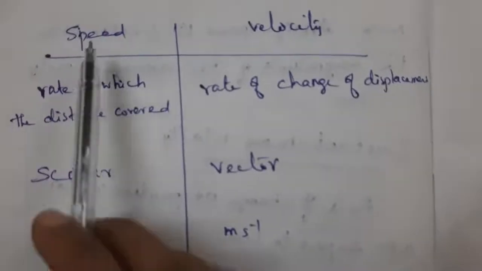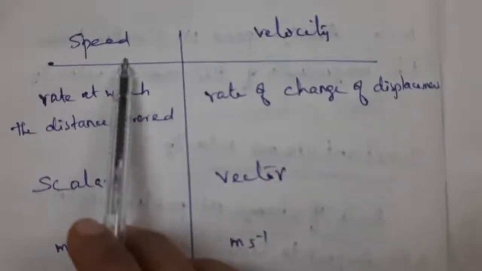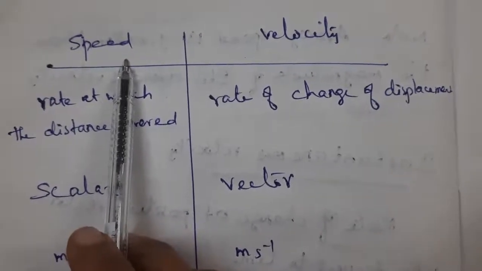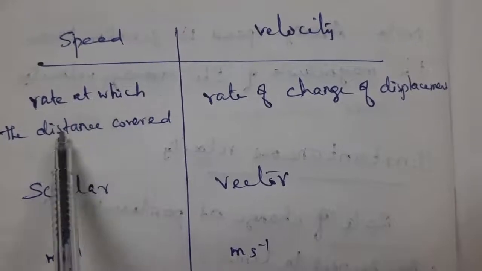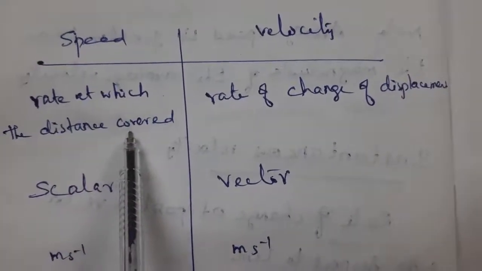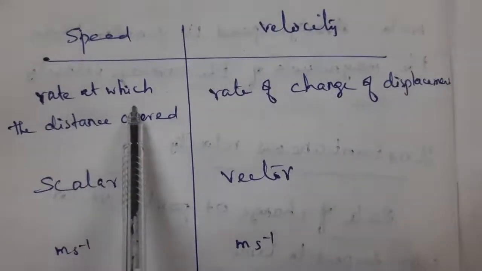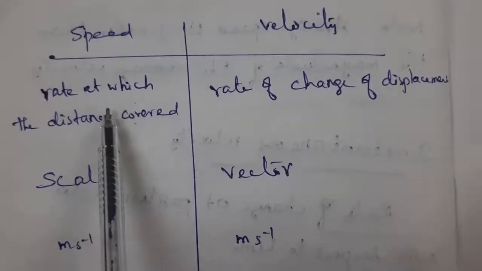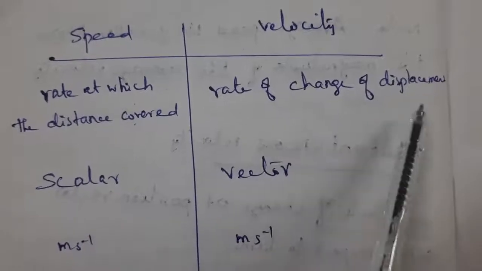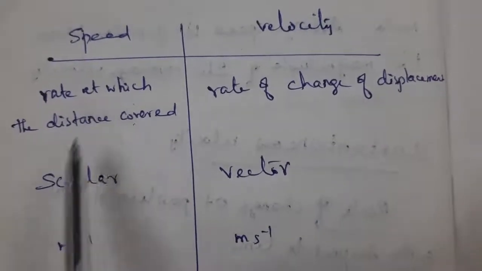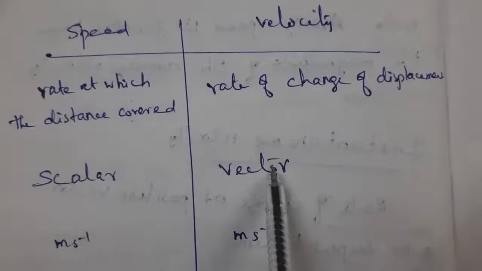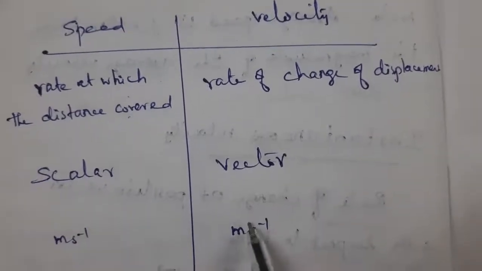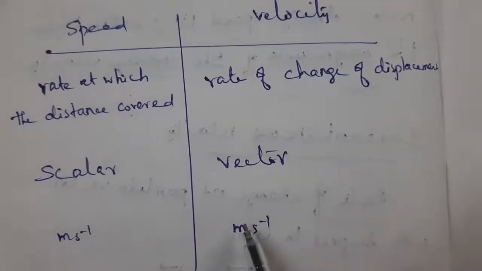So listen, speed and velocity. Speed means the distance per unit time, or we can say the rate at which the distance is covered, or we can say the magnitude of the velocity, that is speed. Velocity means rate of change of displacement. Speed is a scalar quantity. Velocity is a vector quantity. The unit of speed is meter per second. The unit of velocity is also meter per second. Okay.